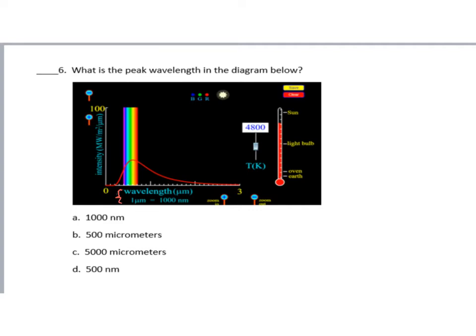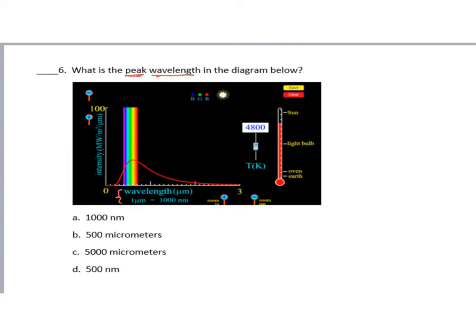So let's look at this and figure out how to analyze what this graph is trying to tell you, so that we can figure out what they're asking you to find in the question. So first of all, let's look at what they're asking you to find. They're asking you to find what is the peak wavelength, right?